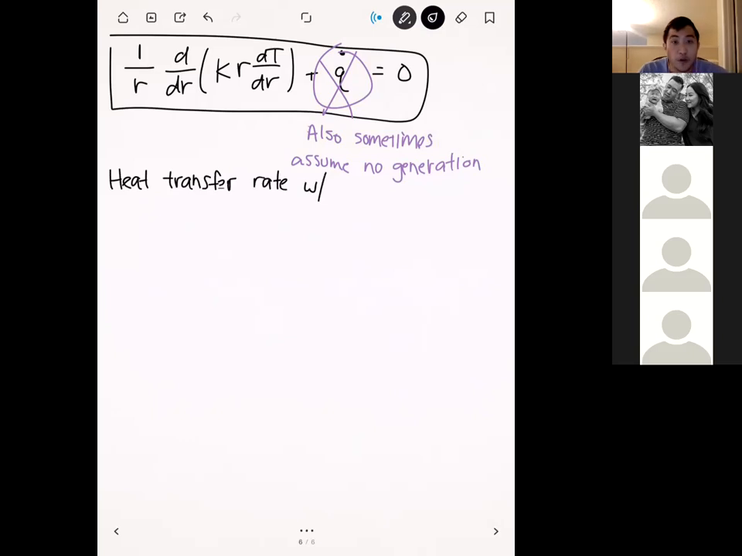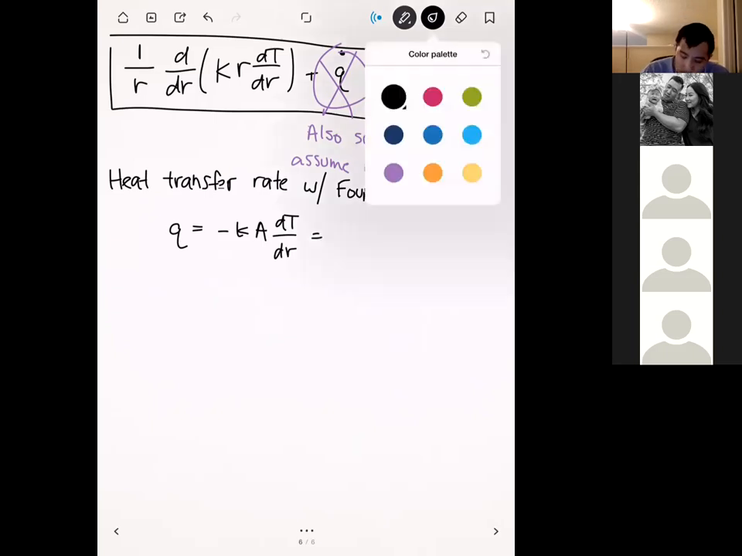Remember the formula that we use for heat transfer rate is Fourier's law. Fourier's law says that Q is equal to minus K A dT. In this case, it's going to be a derivative of T with respect to r, because that's our distance coordinate. In cylindrical coordinates, this can be simplified a little bit.